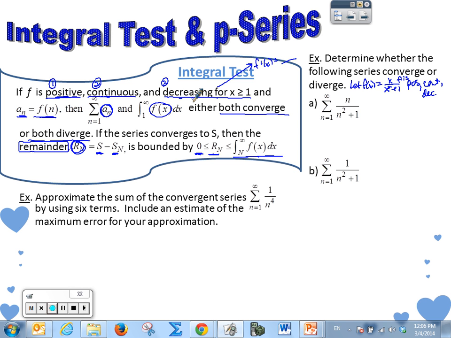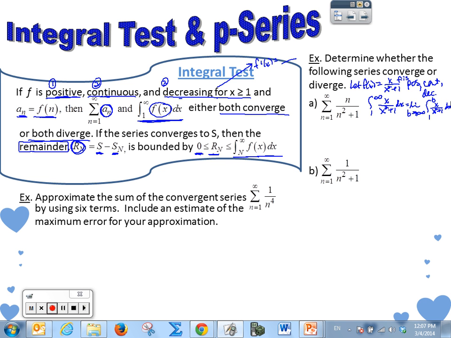So what we're going to do is write it as this integral. We have the integral from 1 to infinity of x over x squared plus 1 dx. That's an improper integral, so we would rewrite it using the technique that we learned a couple units ago. So that's the limit as b goes to infinity, integral 1 to b of x over x squared plus 1 dx. That's the limit that we're going to be working with.